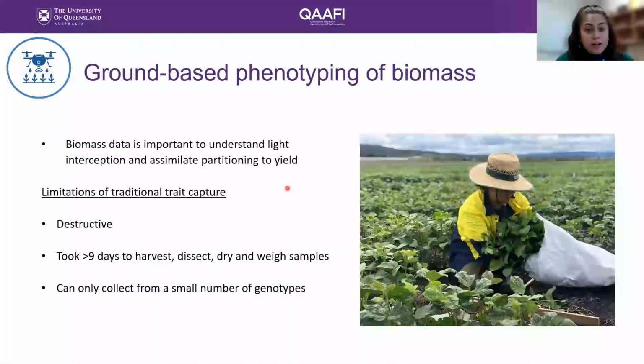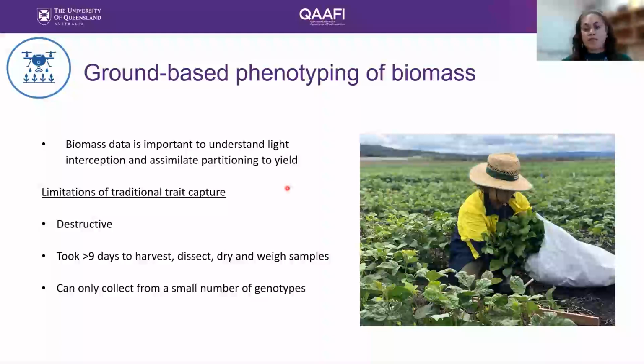And the last ground-based measurement is total above ground biomass. So biomass data, as we know, is important to understand light interception as well as assimilate partitioning to yield. So a major limitation of capturing this trait on the ground is that it's destructive. So we have to take out that part of the plot in order to do the hand dissection.